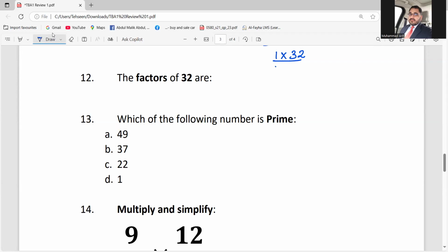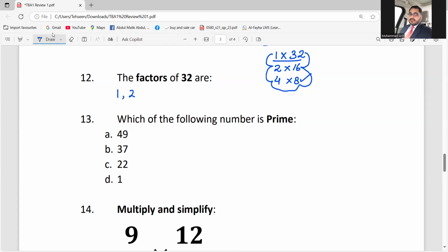Then after that, we will check for 2. 2 multiplied by 16 is also 32. Then 3, no. For 4, 4 multiplied by 8 is 32. 5, no. 6, no. 7, no. 8 is already here, so there is no need to check further, okay? Then 1, 2, 4, 8, 16, 32. These are the factors. We can write them here in order, okay?